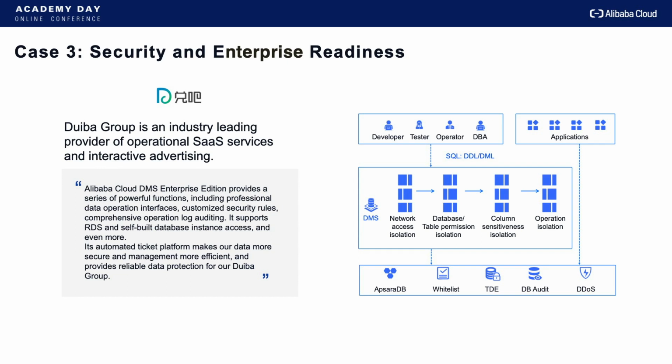Now, for this one customer, quote unquote, from the customer, DMS provided a series of key functions, including but not limited to a professional operation interface, customizable security rules, comprehensive operational auditing, and so on. Right? So DMS not only brings enterprise readiness to the cloud-native databases, but also made these functions possible for self-deployed database instances. And that makes a big difference for this one customer.